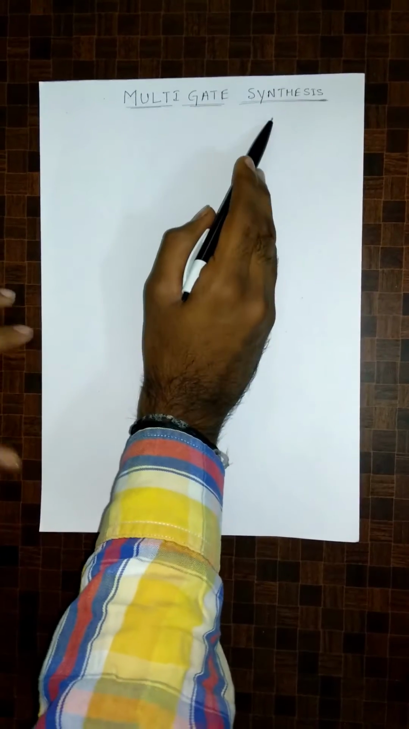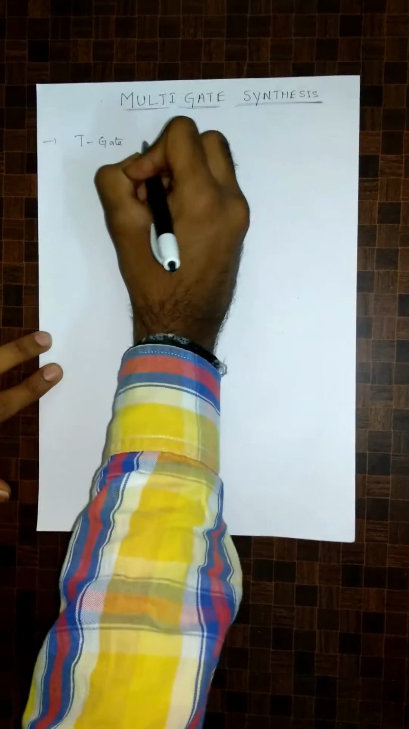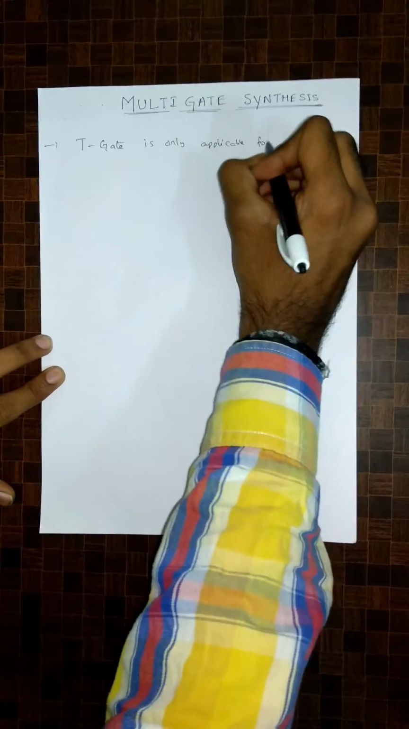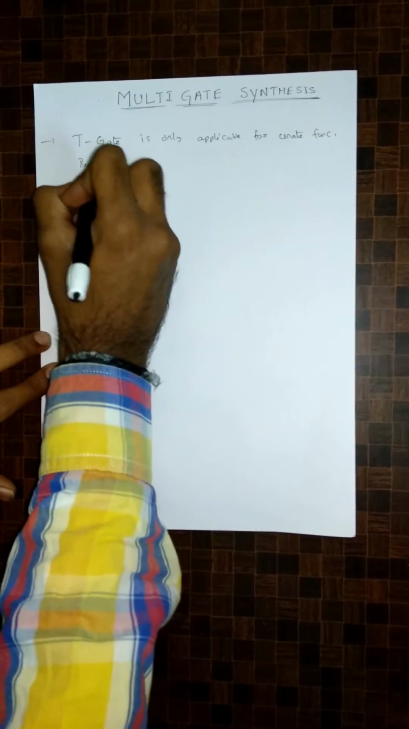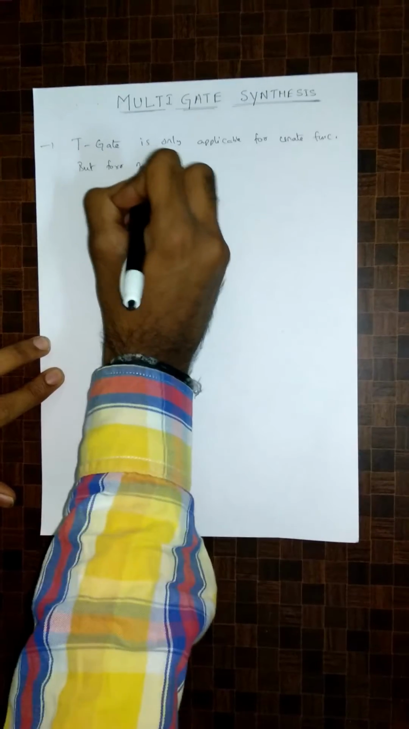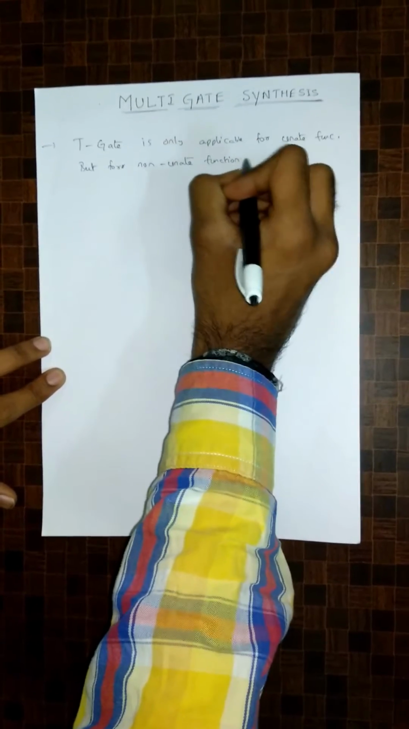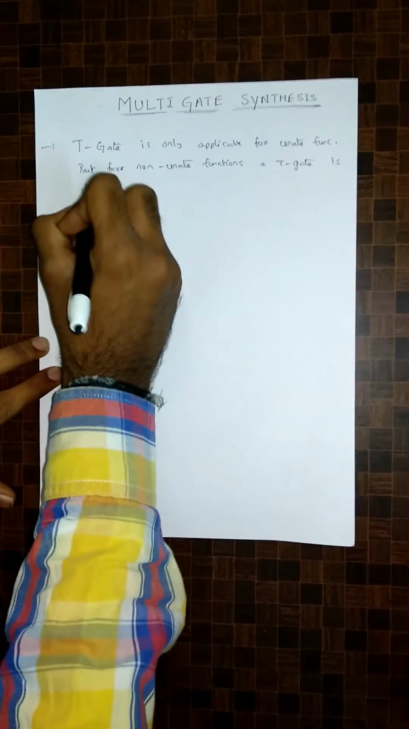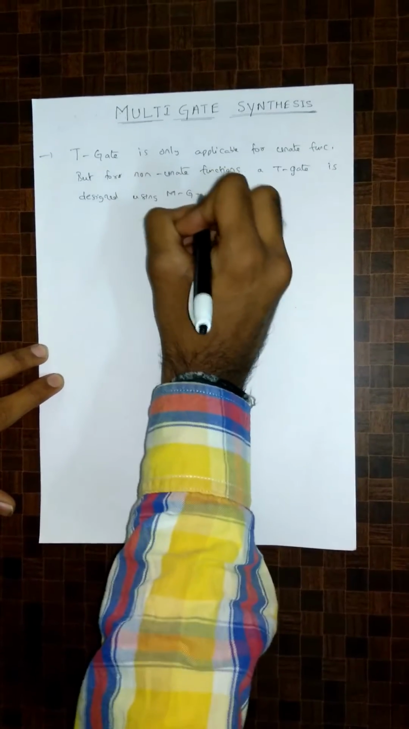This is Rakesh. Today we are going to discuss multi-gate synthesis. As we know, a threshold gate or T-gate is only applicable for unit functions, but for non-unit functions a T-gate is designed using multi-gate synthesis.